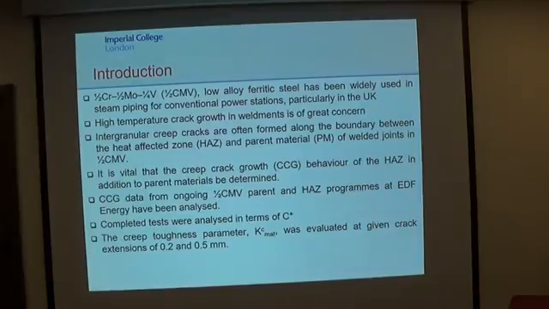interface. Creep crack growth data was provided by EDF Energy from ongoing test programs on both HAZ and parent material. And we looked at the ASTM E1457 standard to correlate the crack growth data with the C-star parameter. In addition, we also looked at the creep toughness parameter at given crack extensions of 0.2 and 0.5 millimeters. This is because it is widely used in the EDF Energy R5 procedure in the time-dependent failure assessment diagram to predict creep crack initiation times.